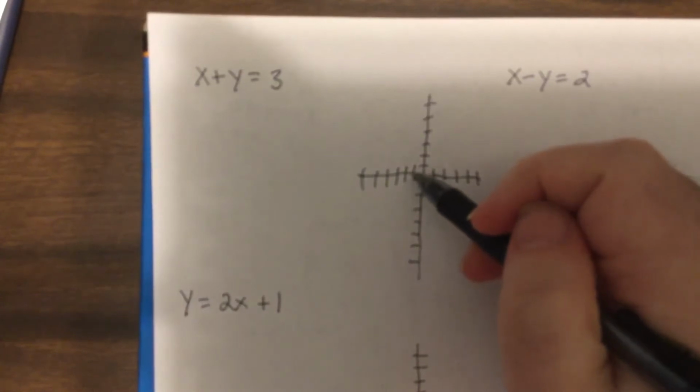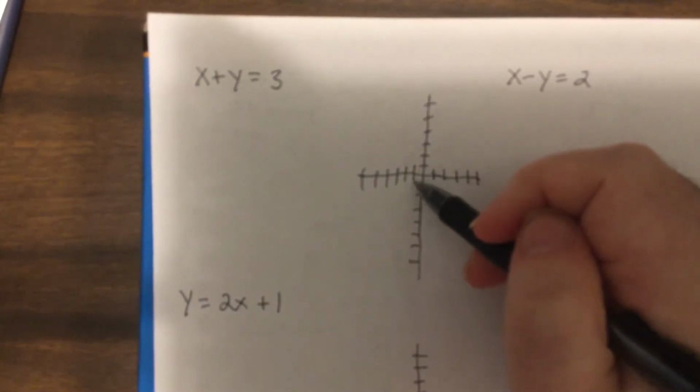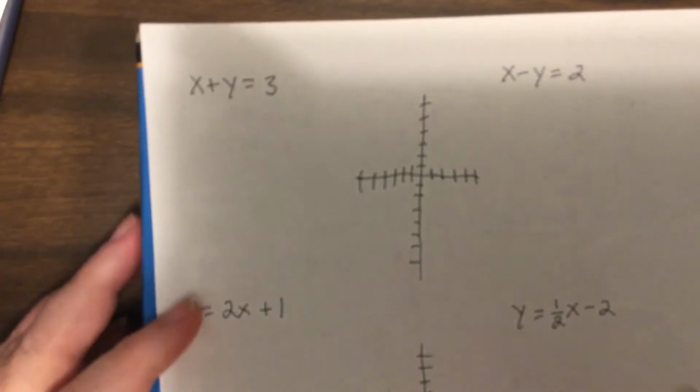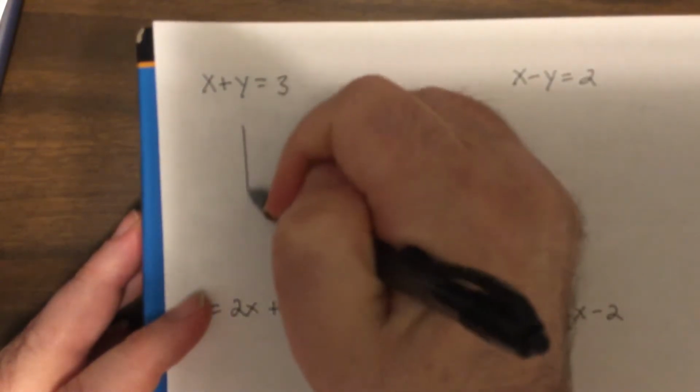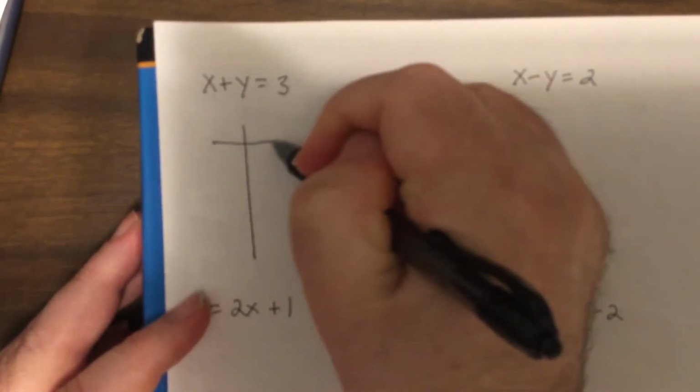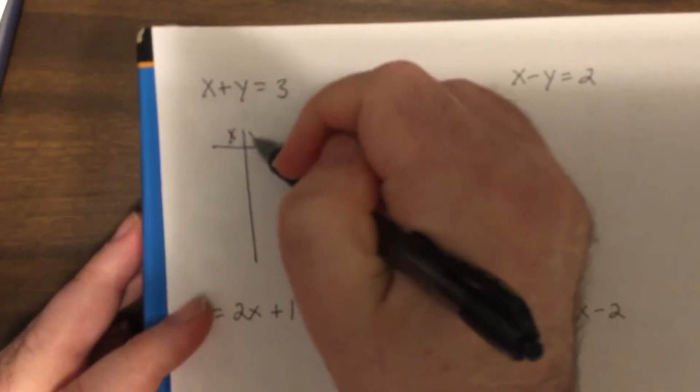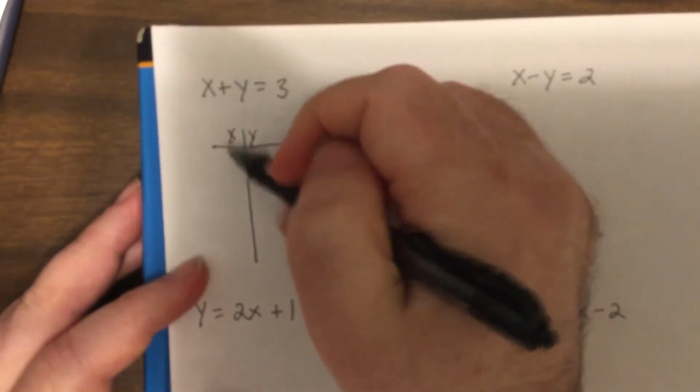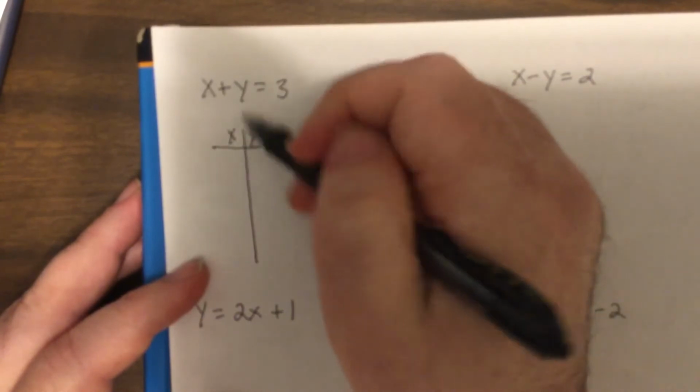Negative 1 would be left 1, down 1. I'm assuming you know that. So there's different ways to graph. One way is to find ordered pairs. So you're going to put a number in for one of the variables and then find out what the other one would be.